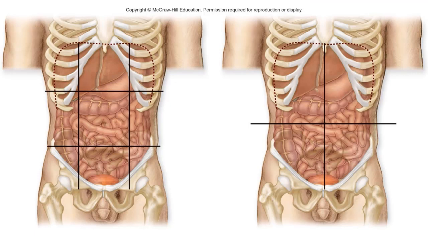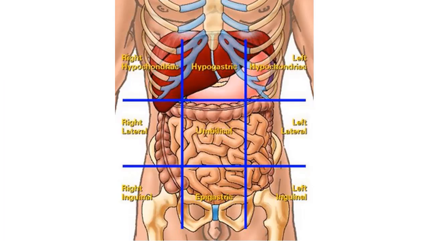This is a comparison between the 4-quadrant system and the 9-region system, and you can go through each quadrant or each region and you can see which organ is present in which region. Compare your notes you have written about the previous slide and see here whether you are right or wrong.